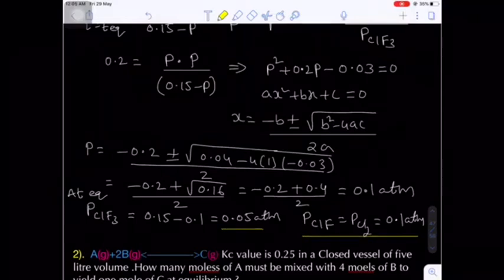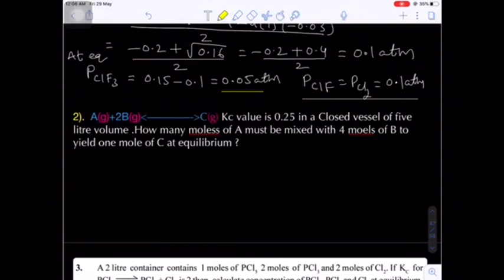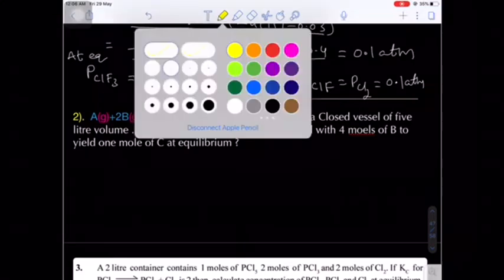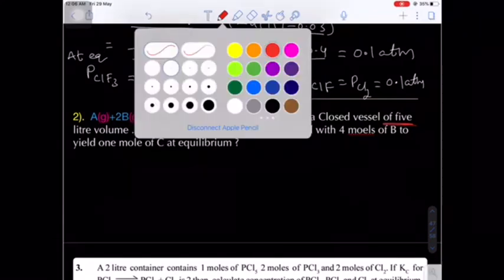Here the question is Kc or Kp given, initial concentrations given, and you calculate the concentrations at equilibrium. Now one more question: A plus 2B in equilibrium gives C. The Kc value is 0.25 in a closed vessel of 5 liters. This is very important: what is the volume of the container? 5 liters. How many moles of A must be mixed with 4 moles of B to yield 1 mole of C at equilibrium?